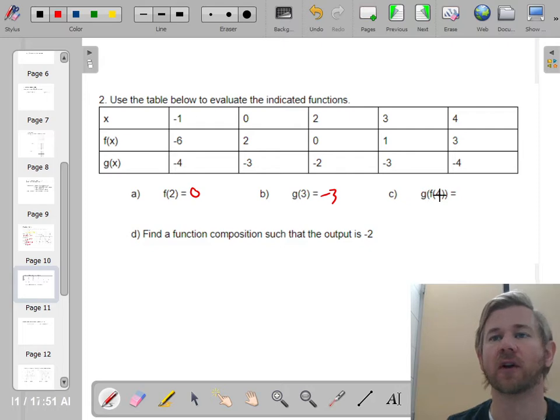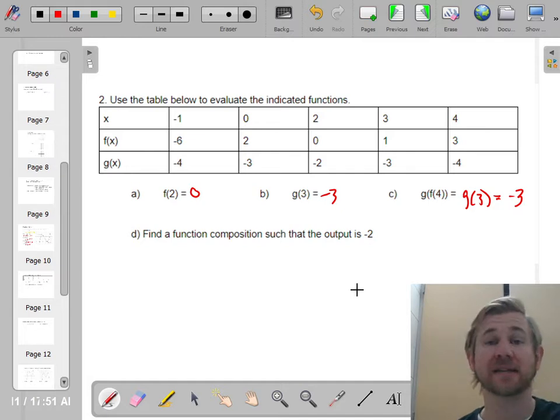G of f of 4. First, let's find f of 4. F of 4 is 3, so then what I really want is g of 3. G of 3, I just found that. It's negative 3. So g of f of 4 is the same as g of 3 because f of 4 is 3.